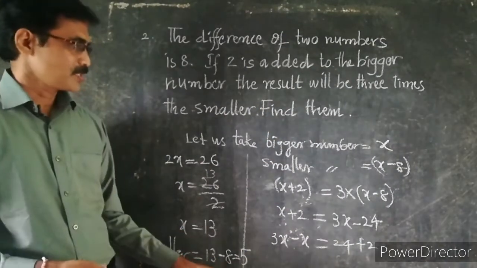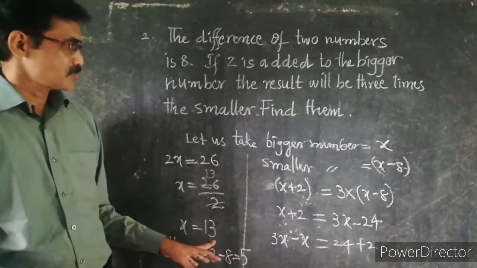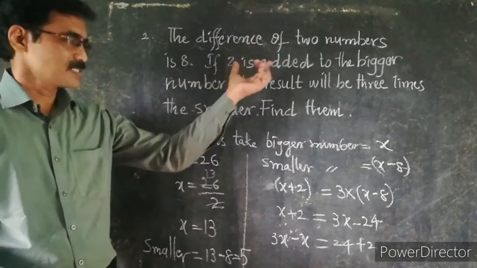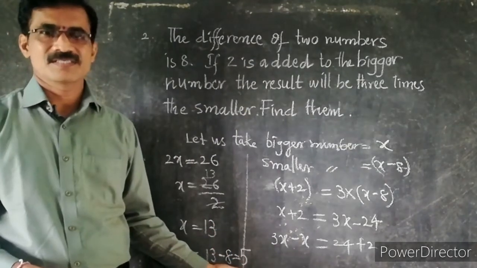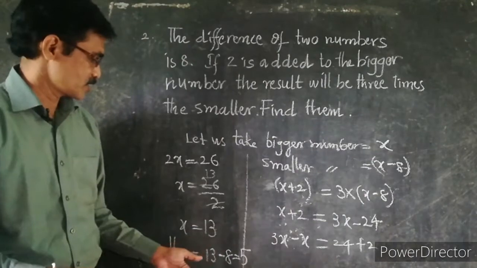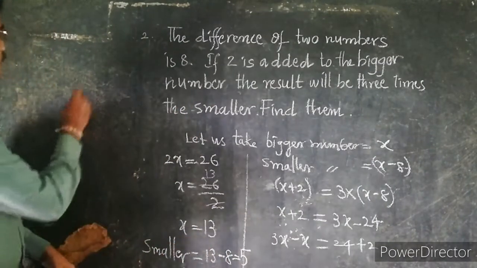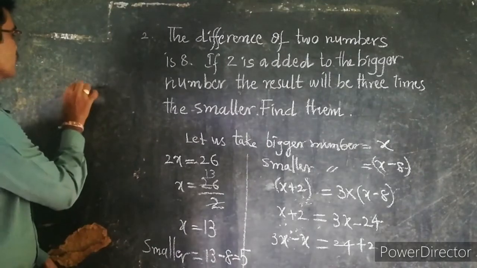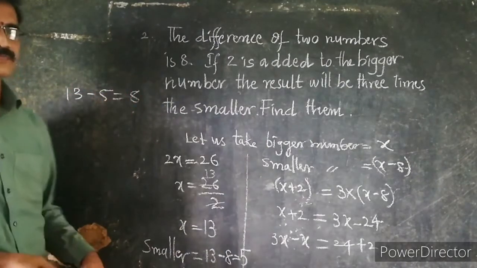So in this way you have to find the given numbers. Then you check the answer, whether the conditions are followed by these numbers or not. Just checking. What is the checking here? The difference is 8. That is the first check. The difference is 8. It is clear.